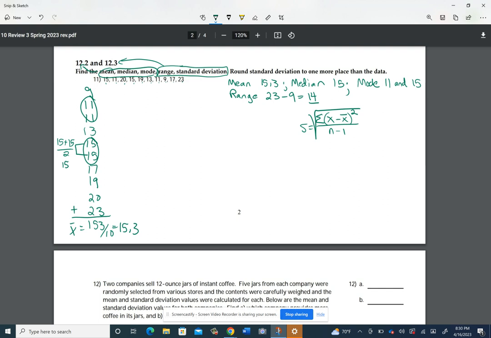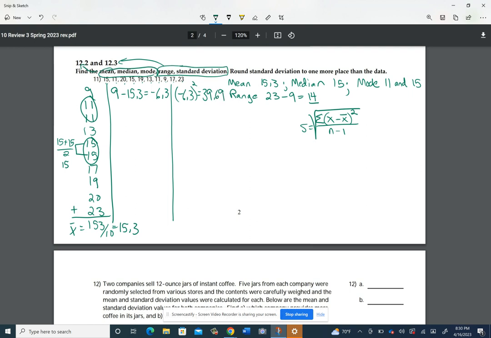On the top line of your table, the place where you have your columns, I want you to show me what you did. And then underneath there, you can just do the work. So you're going to take 9 minus 15.3. Okay, that's going to turn out to be negative 6.3. Okay, then you're going to square that. And when you do, you get 39.69.